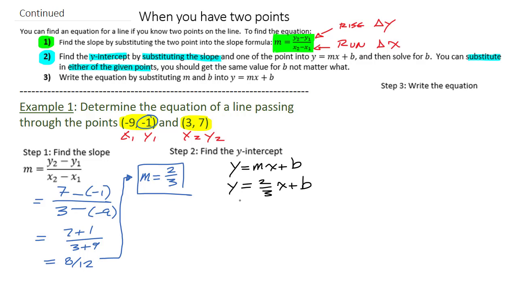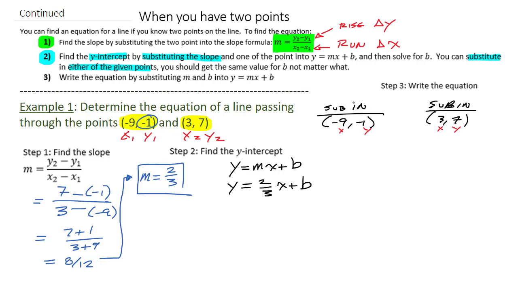So let's do both. I'm going to do it up here, okay? Let's do it where we sub in -9, -1, and I'm going to do another one. I'll try and squeeze them in here when I sub in 3, 7. I'm just going to show you that it shouldn't matter which way you go, okay? So don't forget, this is your x, this is your y when you substitute in. Okay, so you can pick.